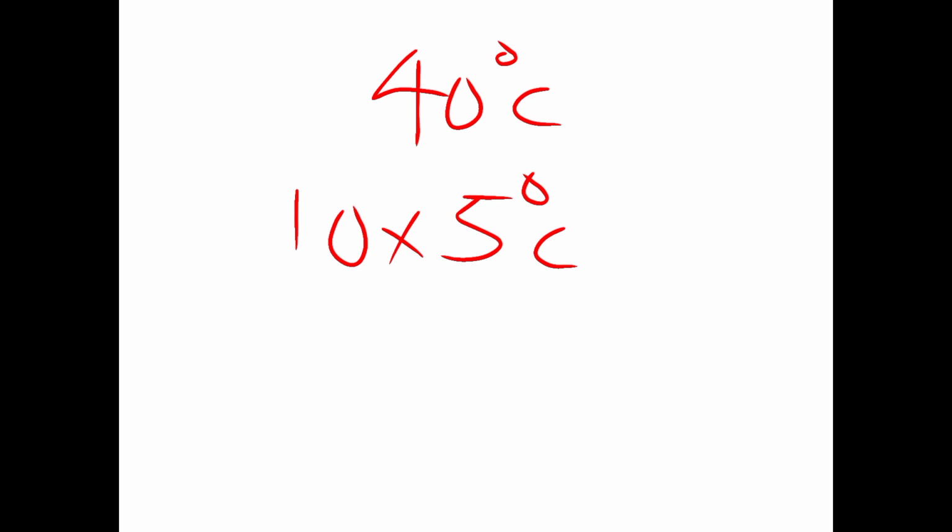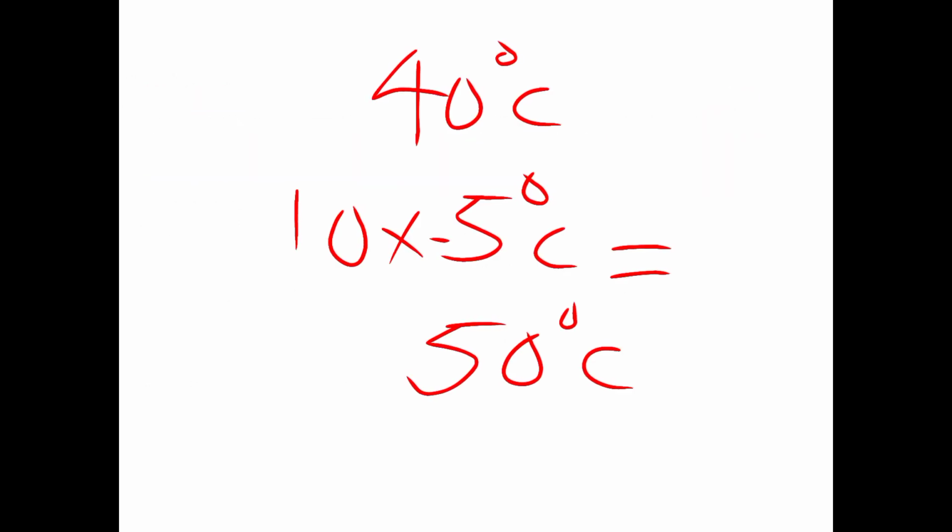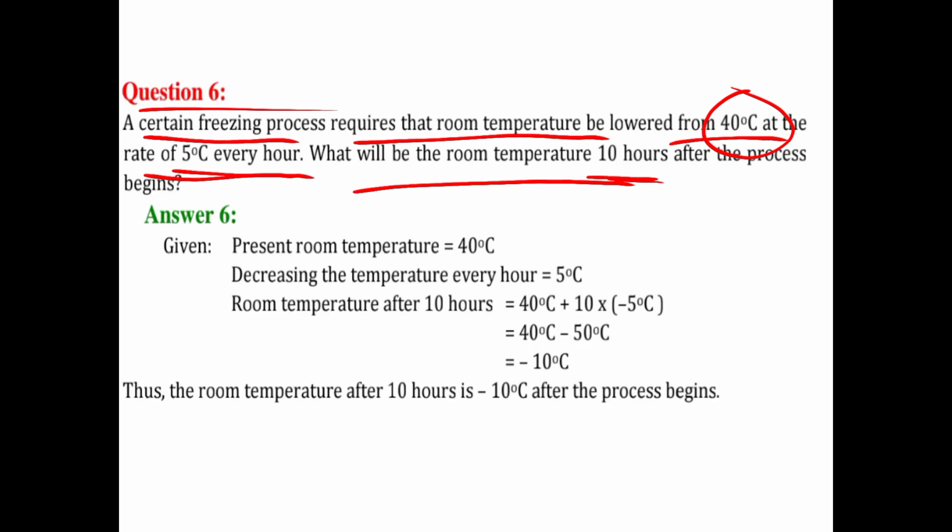We are actually lowering the temperature, so it will be minus 5 degrees centigrade, which is equal to 5 tens are 50 degrees centigrade. Now we have to see what the room temperature will be 10 hours after the process begins. Let's subtract: 40 degrees minus 50 is equal to minus 10 degrees centigrade. This is the answer of the question. Minus 10 degrees centigrade will be the room temperature 10 hours after the freezing process begins.